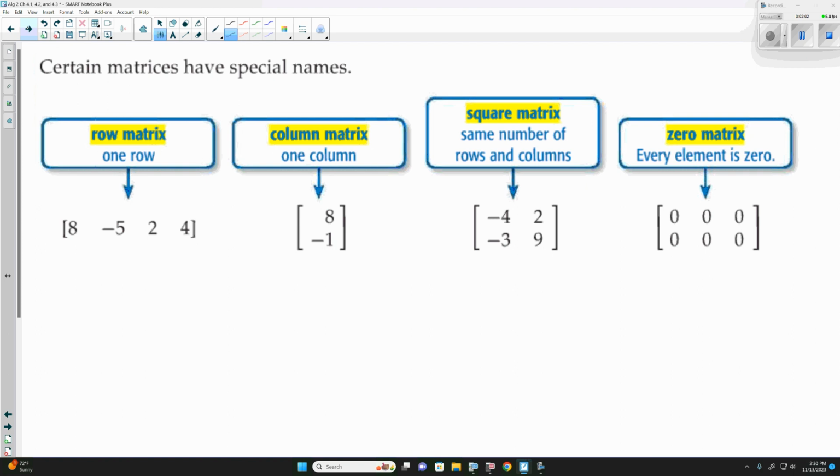If the matrix has exactly 1 row, we can call it a row matrix. If the matrix has exactly 1 column, we call it a column matrix. If the matrix has the same number of rows and columns, we call it a square matrix. And if all the elements in the matrix are 0, it's called a 0 matrix. But this is not the same as just a matrix with a 1, 0. They're not the same. Even though they are both 0 matrices, they're not the same matrix.